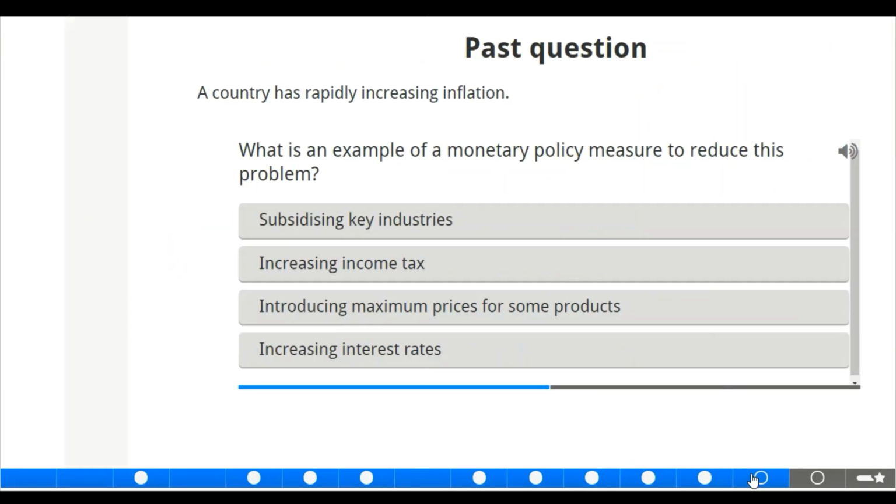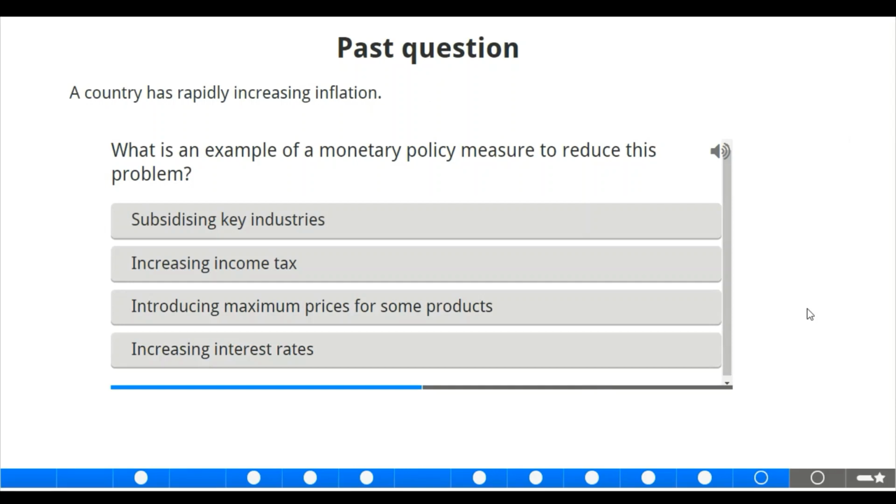Now we move to the next slide. Moving to the next slide, we also have a past question. It's also about inflation. A country has rapidly increasing inflation. What's an example of a monetary policy measure to reduce the problem? Remember, monetary policy is dealing with what? Of course, it is dealing with interest rate.